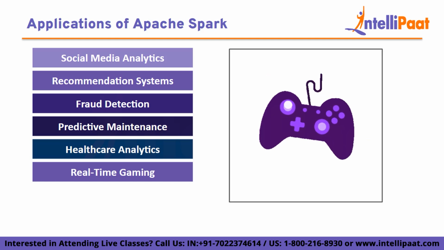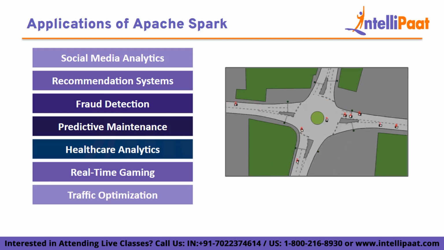and engagement. The next one is traffic optimization. In smart cities, Spark is used to process data from traffic sensors and cameras placed on the road. It analyzes real-time traffic patterns to optimize traffic signals and suggests the best route for vehicles. This helps to reduce congestion and improve traffic flow, making commuting faster and more efficient for residents.